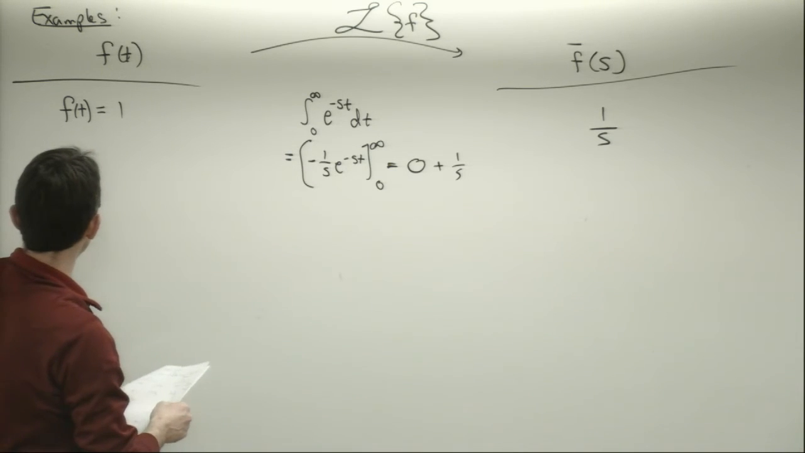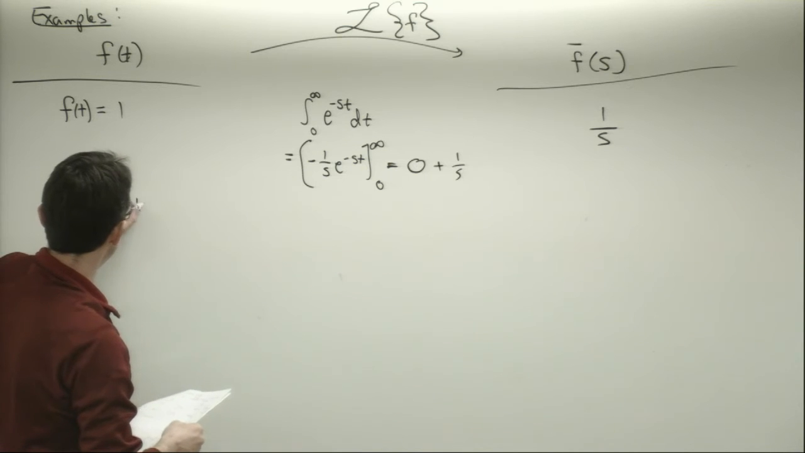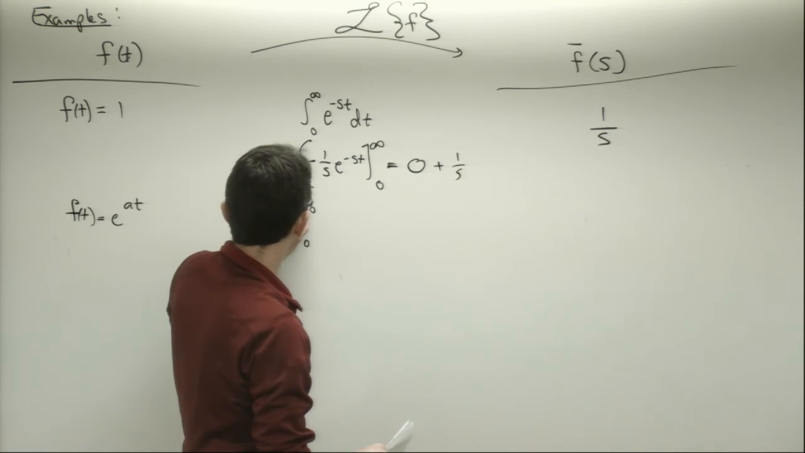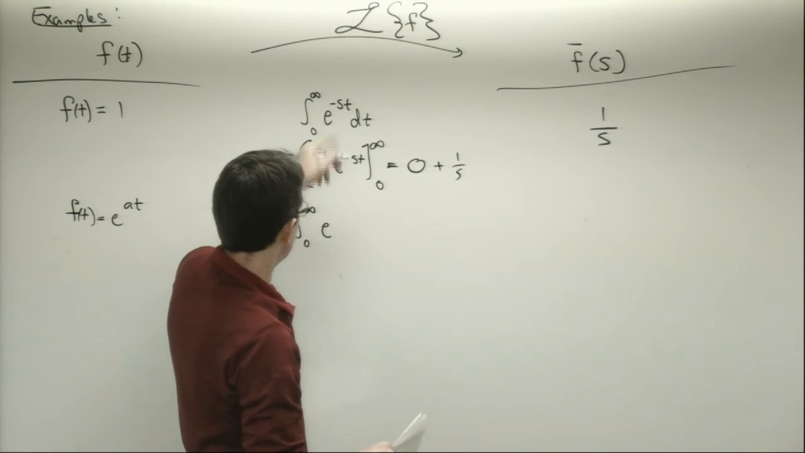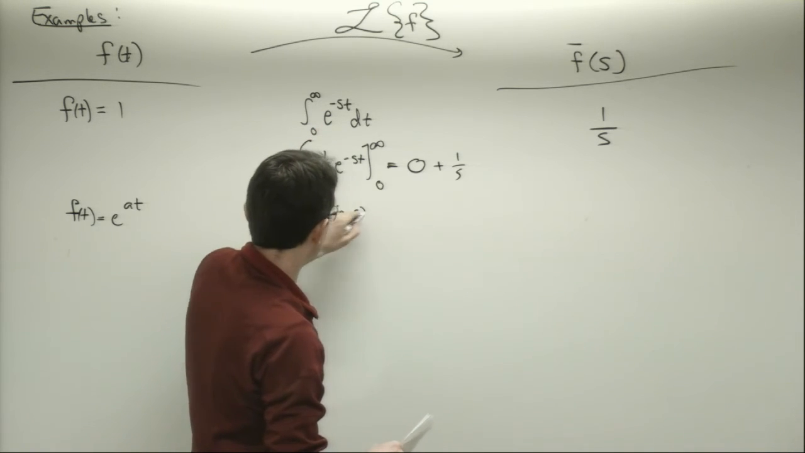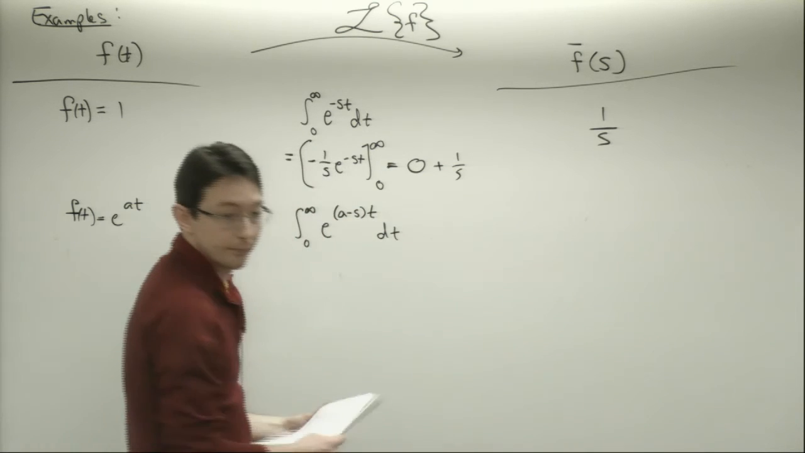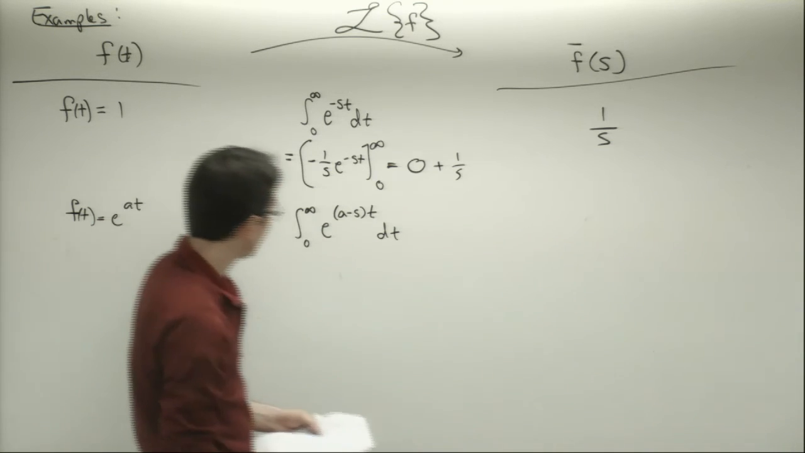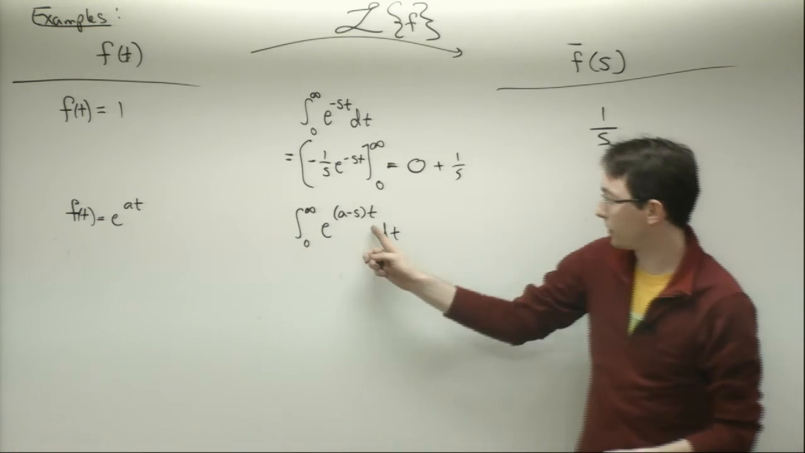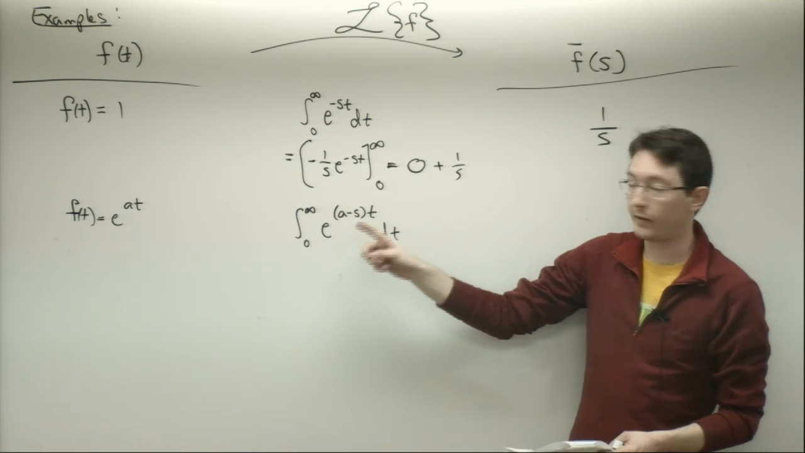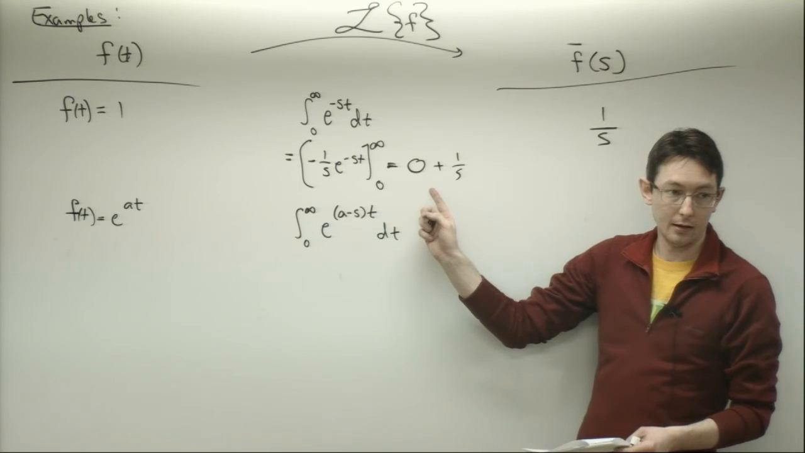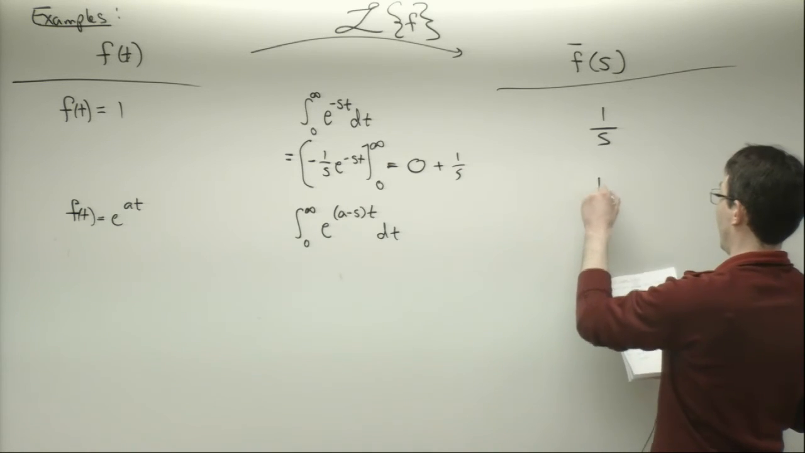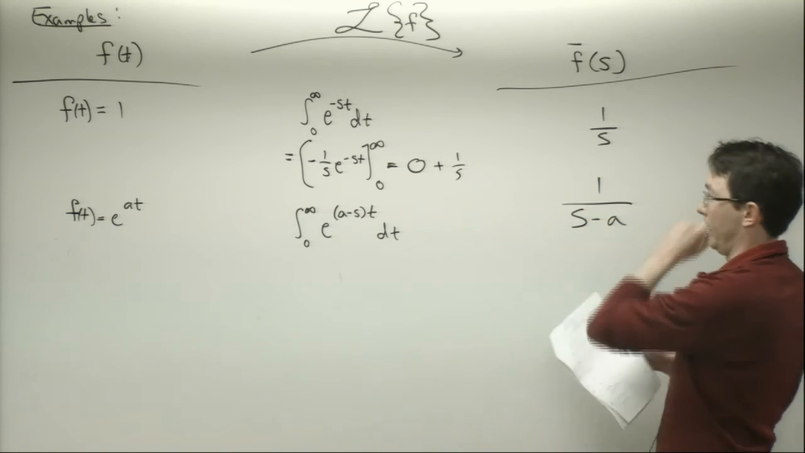What about another example? What about f of t equals e to the at? Integral 0 to infinity, e to the a minus s t dt. That's the same as f of t times e to the minus st. Again, if I integrate this with respect to time, I get minus 1 over a minus s. But then I get a minus minus, and everything works out again, and this ends up being 1 over s minus a.